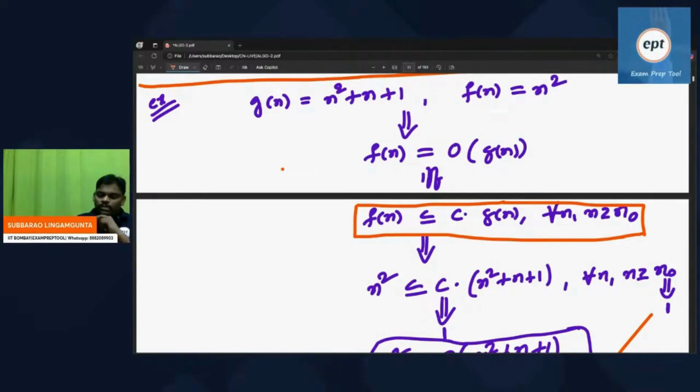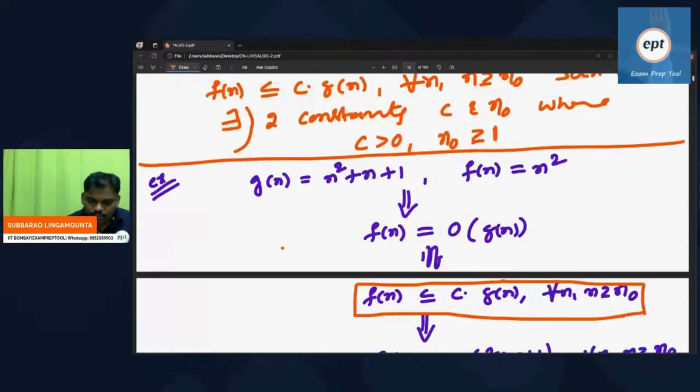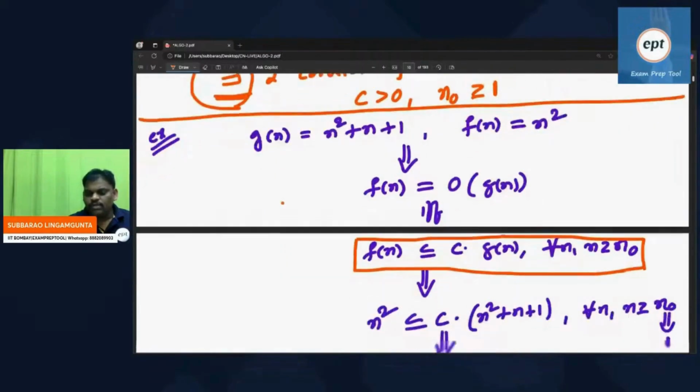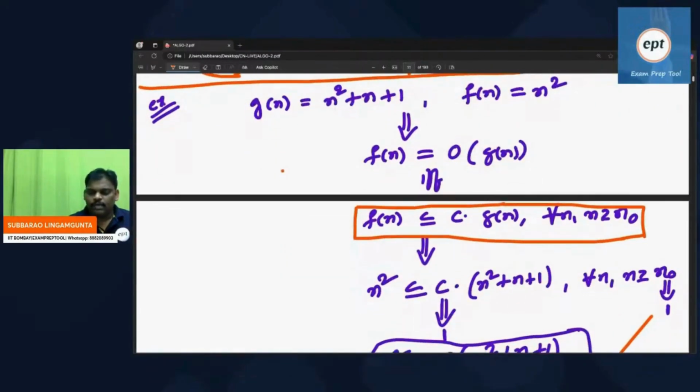Yes, there may be. That is the reason, Sunny, if you observe clearly, there exist two constants C and n0 where this condition holds good. There exist; it is not for all. You can take anything. Nice question you are asking. There exist means there may be so many pairs.